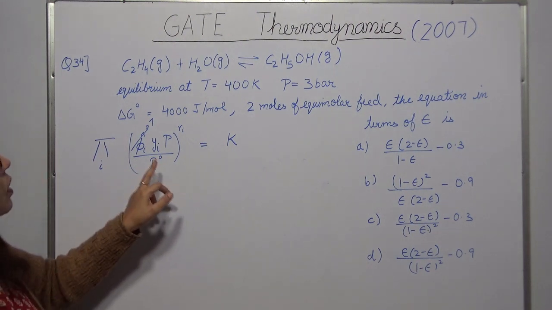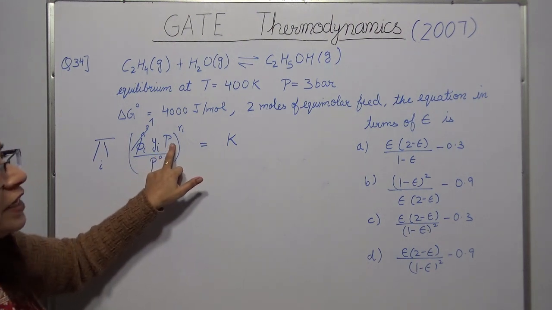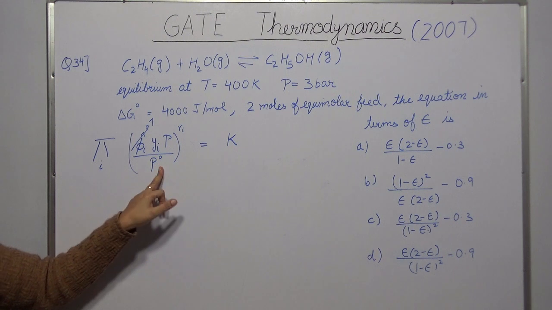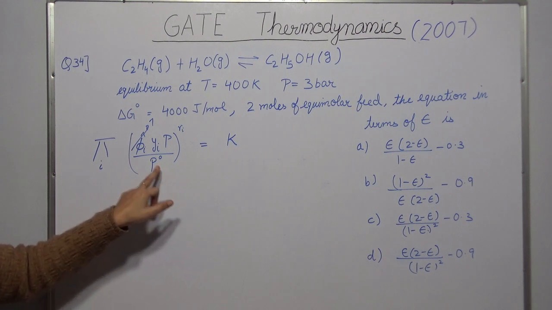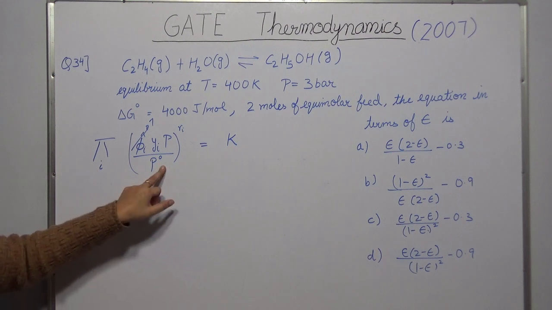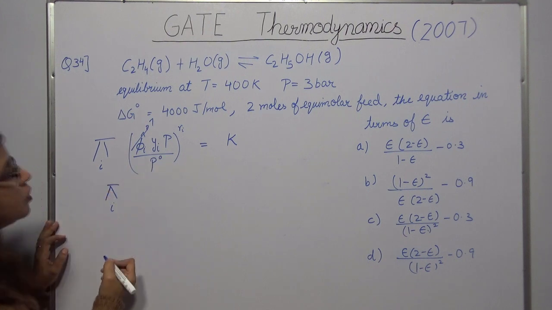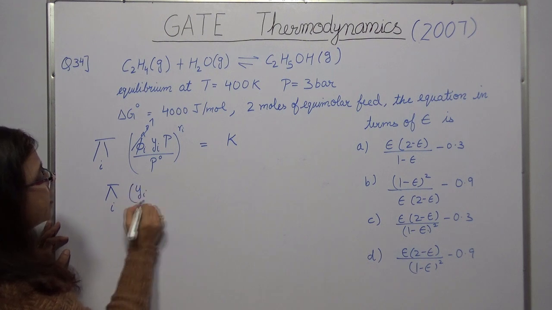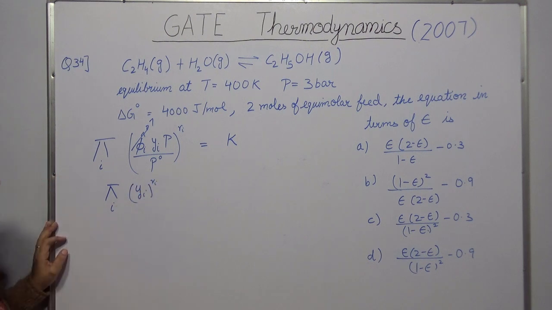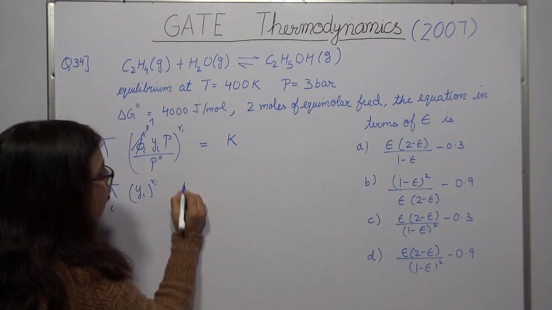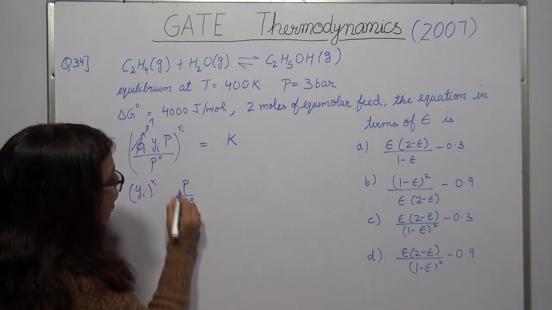Now you have been given that the pressure is 3 bar, and you all know that this pressure is taken as 1. So your P naught is 1. Now what I will do is, I will separate the two terms. So product over all I, yi raised to nu I, I am going to keep like this, and P upon P naught if I take out.